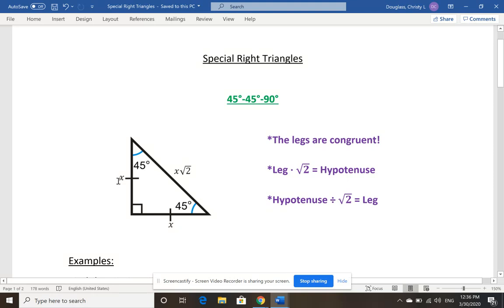Now, let's say you know the legs, but you want to find the hypotenuse. Well, here's your rule. You simply take the length of your leg, you multiply it times the square root of 2, and there is the length of your hypotenuse. Now, if you're going to go backwards, let's say you know the hypotenuse and you're trying to find the length of a leg, then you're simply going to do the opposite, which is divide by the square root of 2. So let's say, for example, that your legs are 15 feet. Well, then your hypotenuse would be 15 times the square root of 2. Let's look at some other examples.